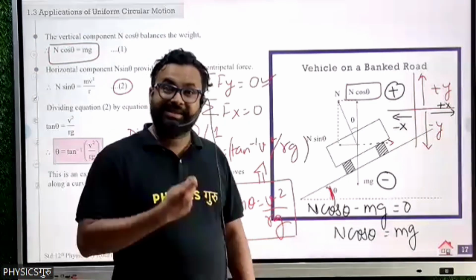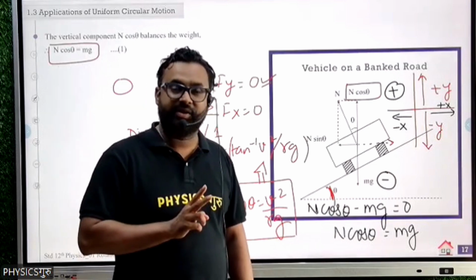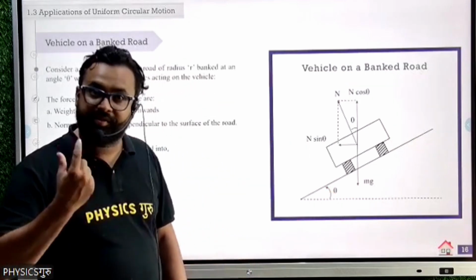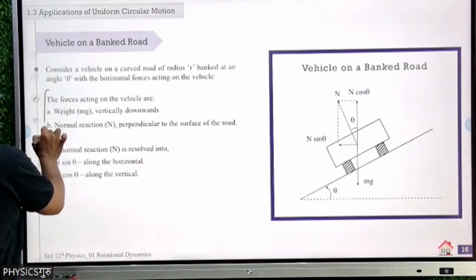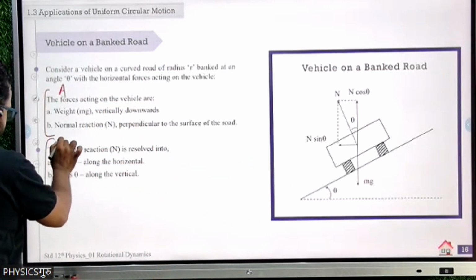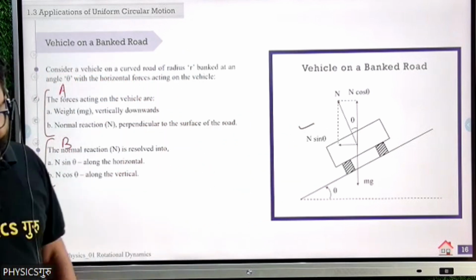So this angle is called the banking angle. ठीक है, so in the board exam they will ask you for 2 marks, derivation of it. In the exam we need to draw the figure. ये फिगर बनेगा. फिगर बनाने के बाद all the forces we need to write. So this is point A, this is point B. ठीक है, draw the figure, point A, point B, and 2 points in the next slide.